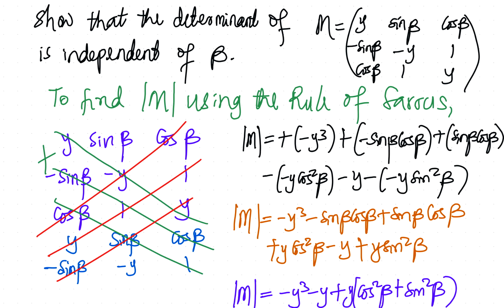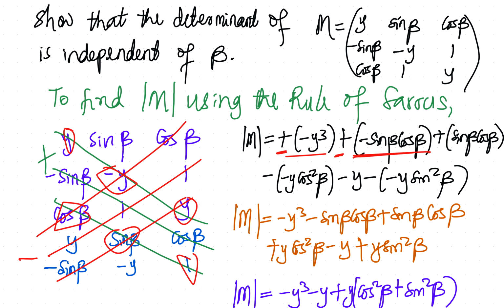For the positives, it means you have plus y times minus y times y. That's minus y cubed in brackets. Then the next positive is minus sine beta times 1 times cos beta. You have minus sine beta cos beta right here. And the third positive is cos beta times sine beta times 1. That is sine beta cos beta.